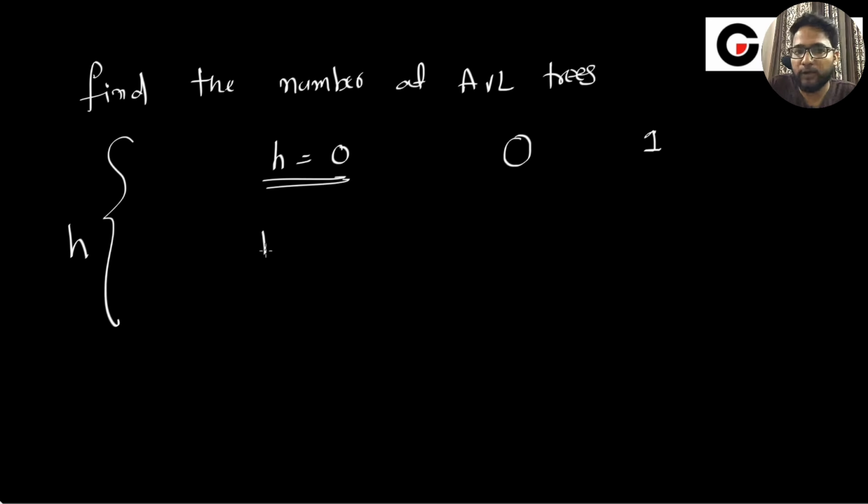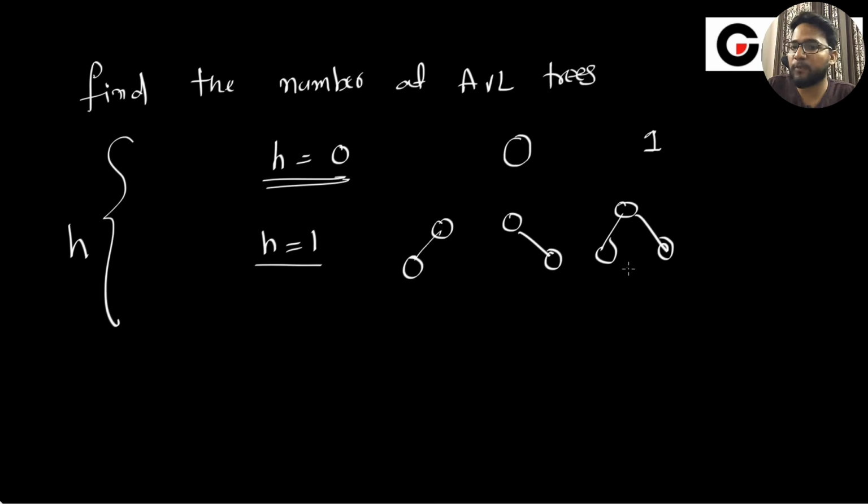What about height 1? For height 1, how many AVL trees are possible? You will be saying for height 1, either you can have this kind of AVL tree, or you can have this kind of AVL tree, or you can also have this kind of AVL tree. So how many AVL trees are possible for height 1? You will be saying that 3.